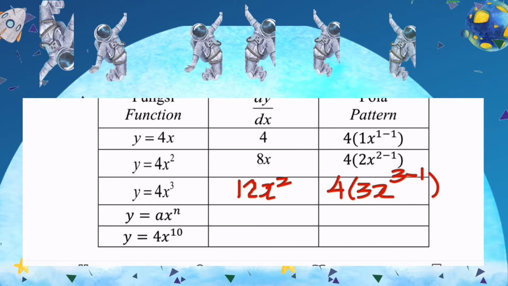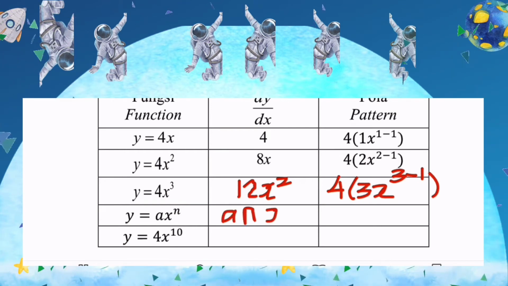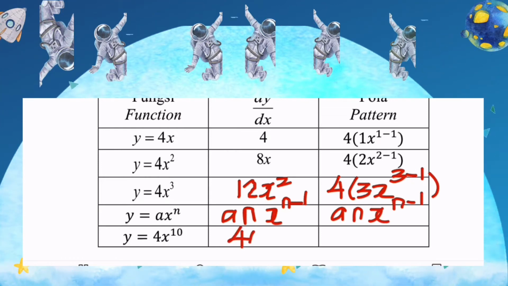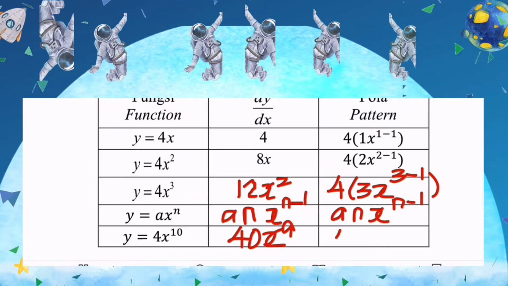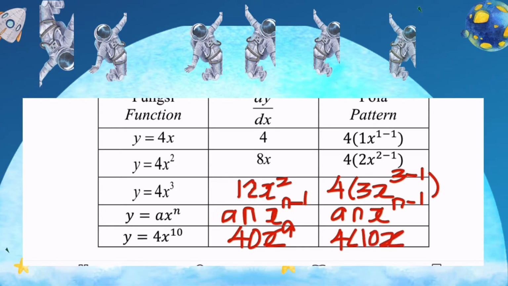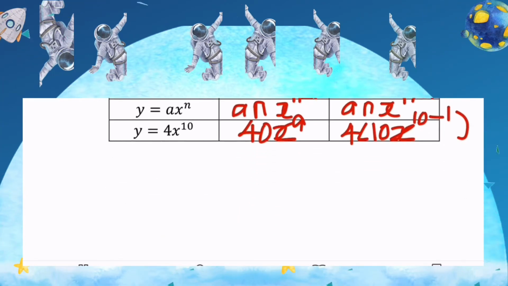ax^(n-1), right? So the pattern is the a remains the same, and the power we bring to the front, so it becomes anx^(n-1), right? So this is the formula for the pattern that we observe. a remains unchanged, multiplied by the power n, multiplied by x with the power minus 1. So if we differentiate y equal to 4x^10, it will be 4 times 10x^(10-1), which is 40x to the power of 9.